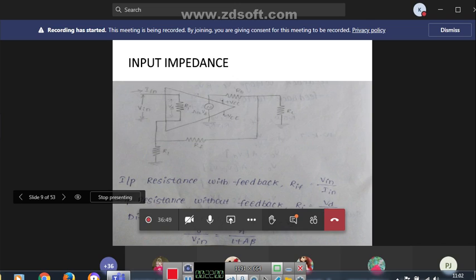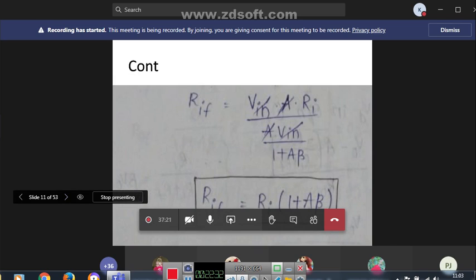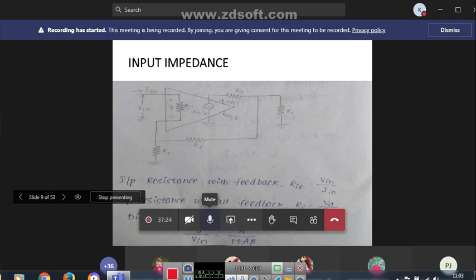So for negative feedback, we know that the gain with feedback, that is V0 by Vin, equals A by 1 plus A beta. So here the input resistance without feedback is VD by Iin, and the input resistance with feedback is Vin by Iin. So here RIF equals Vin by Iin, right?